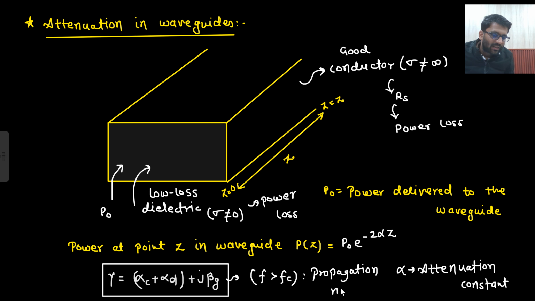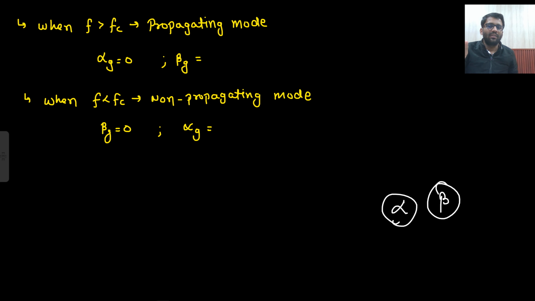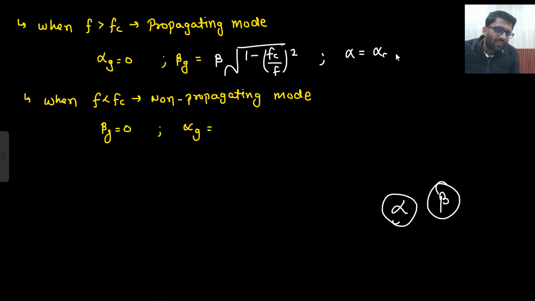So if there is propagation, then there will be some attenuation. If your conductivity is not 0, and here your conductivity is not infinity, then there will be some losses. These losses we talked about. But in this case, if F is greater than Fc, then alpha g will be 0. What will be your beta g? That would be beta into under root 1 minus Fc by F whole square, right? And what will be your alpha at that time? Alpha g equals 0, and here my alpha would be equal to alpha c plus alpha d.